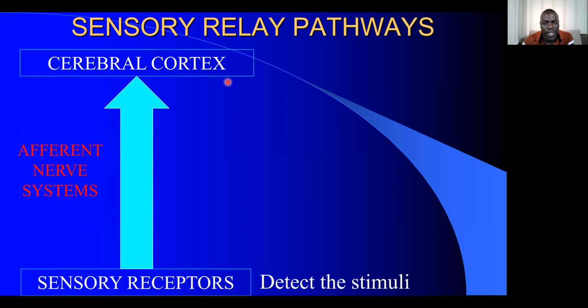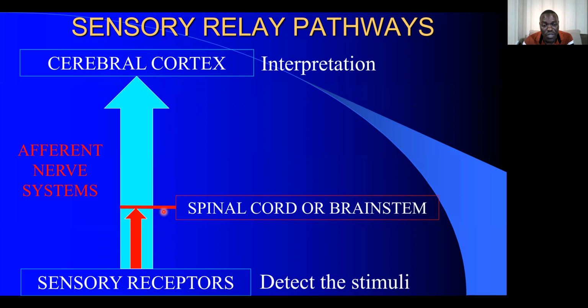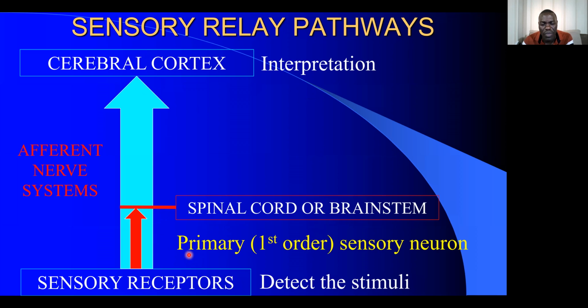The sensations can go to many other places, including the cerebral cortex. I'm particularly mentioning the cerebral cortex because that is where interpretation of the sensations takes place. For sensations to travel from the sensory receptors to the cerebral cortex, it is not a journey of one single neuron. It's a journey of three neurons in series. The first neuron takes information from the sensory receptor to the spinal cord or brainstem, and we call it the primary or first order sensory neuron. Its cell body lies outside the central nervous system; the cell bodies of first order sensory neurons constitute the sensory ganglia.